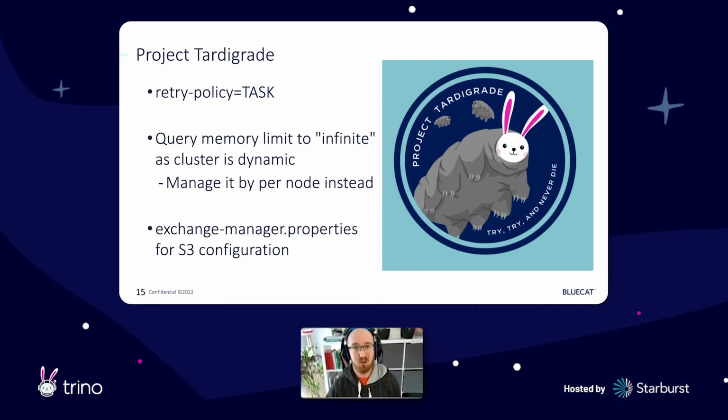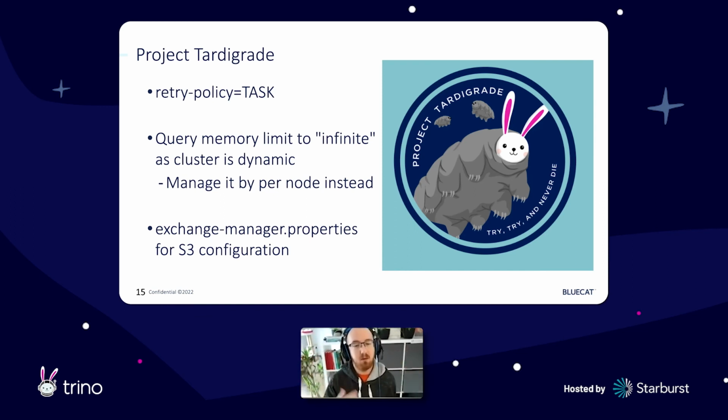So for us, it was just really basic, straightforward configuration. The documentation goes into more of the precise settings that you can configure, but we essentially just enabled the retry policy to task. We did have to set the memory limit to essentially infinite, and this is just because of our scenario. The cluster is entirely elastic. So we could have the cluster with 100 gigs of memory initially, and then it could be 1 terabyte of memory, and then it could go back down to 100.